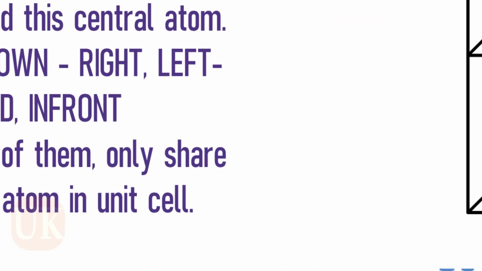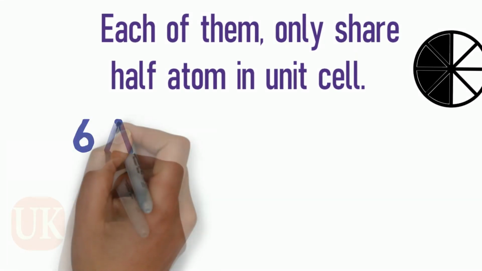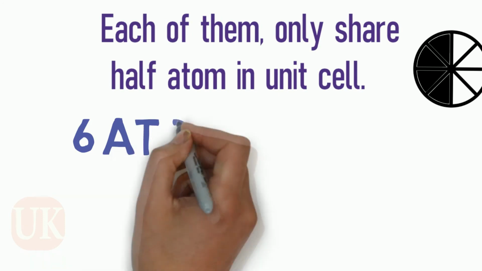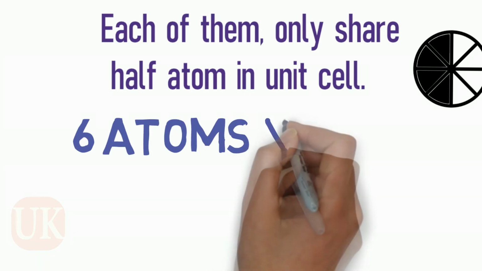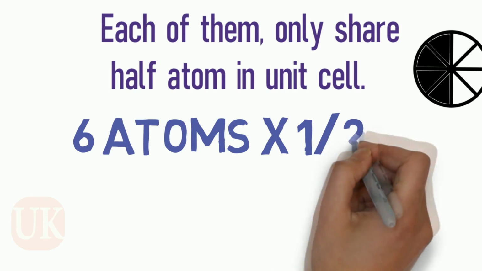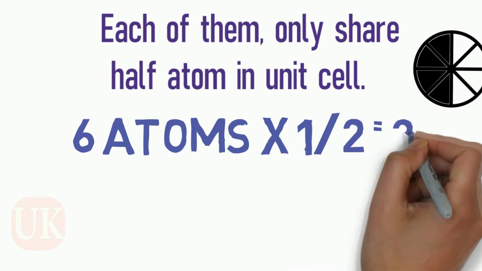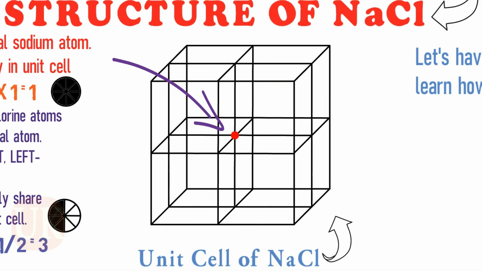But each of these chlorine atoms only shares half an atom. These 6 atoms share half of each atom in the unit cell. The remaining halves of these atoms are in the adjacent unit cells in the whole crystal lattice. These 6 chlorine atoms can be calculated by their parts in the unit cell as 6 atoms multiplied by half, which is equal to 3. So there are 3 atoms of chlorine in this unit cell. These atoms are shown here.